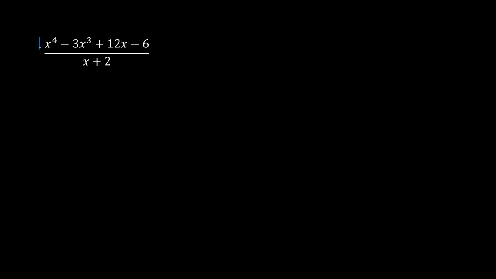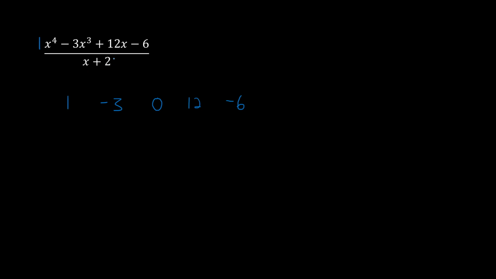So what we have is a 1, and then we have the negative 3. Then we're missing the x squared term. So we put a 0 in for the x squared term. And then we have a 12. And then the negative 6 out here at the end.